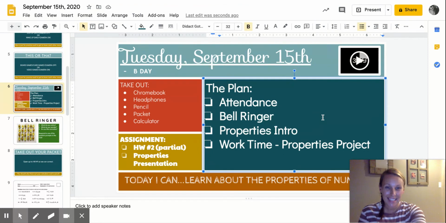We're going to take attendance. We're going to do a quick bell ringer to get you thinking like a mathematician. I'm going to explain what we're learning about today, and then you're going to have the rest of the time to work. Please make sure you have out the following items, that your headphones are plugged in, that you're in a quiet space, ready to work, and that you've got your packet out so that you can follow along.